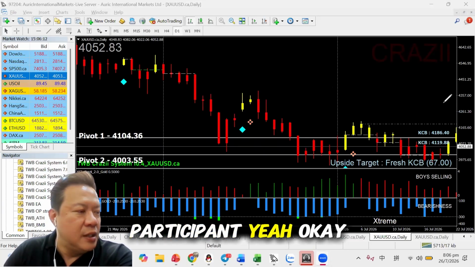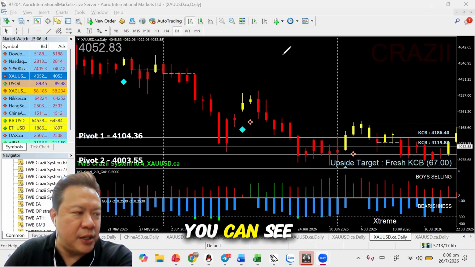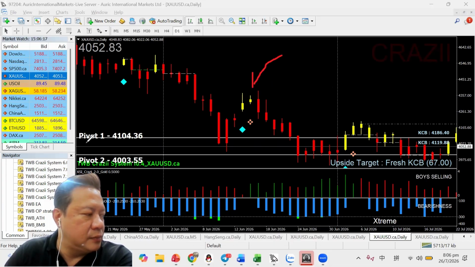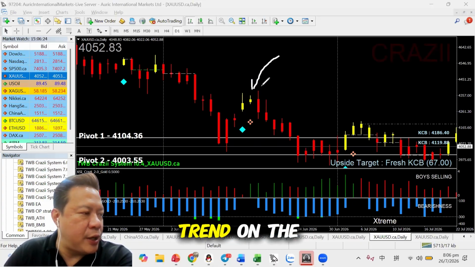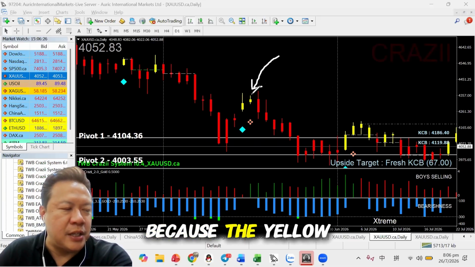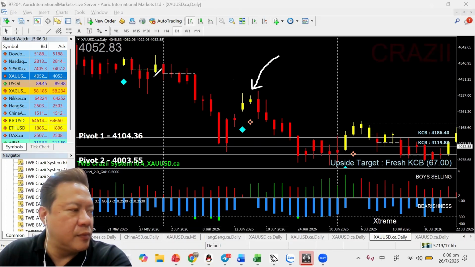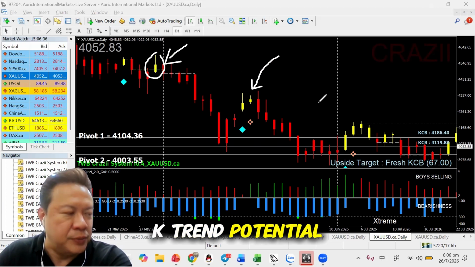Okay, so let's take a look at this chart here. Okay, wait, I change my color. Now, this is definitely a K trend on the downside because the yellow closing here is lower than the one over here, right? So without a doubt, this is a K trend potential.